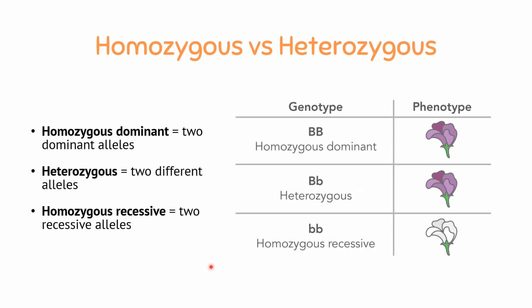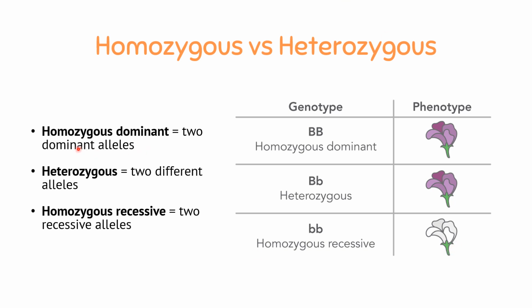These are a few different terms I want you to know because this is how we describe genotypes and phenotypes. You can be homozygous dominant, meaning you have two dominant alleles, as you can see here, two capital Bs, which produce this purple flower. You can be heterozygous, so you have two different alleles, capital B, lowercase b, and still get a purple flower because the dominant allele is masking the recessive allele. Or you can be homozygous recessive, so you have two recessive alleles, lowercase b, and therefore the recessive phenotype is expressed.